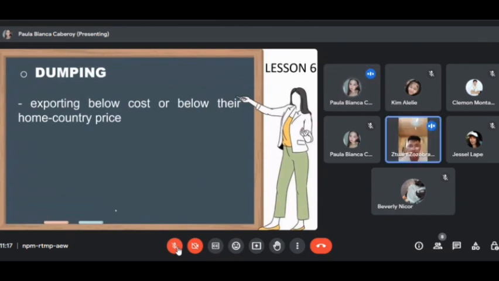Companies sometimes export below cost or below their home country price, a practice called dumping. Most countries restrict imports of dumped products, but enforcement usually occurs only if the imported product disrupts domestic production. If there is no domestic production, then host country consumers get the benefit of lower prices.